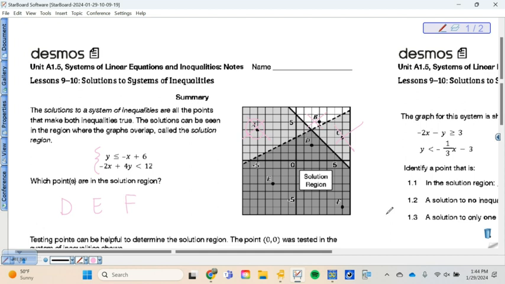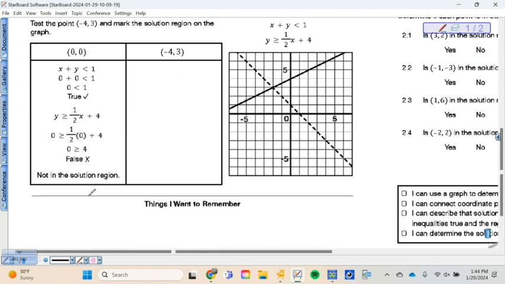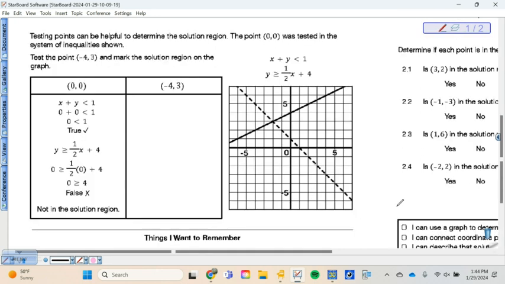But we can also, right down here, is this graph shaded? No, it's not. So what else I can do is I can test points in the inequalities, okay? And that's what they did here with 0, 0. They plugged in 0 for x and 0 for y. When I plug in 0 for x and 0 for y into this first inequality up here, I get 0 plus 0 is less than 1. So 0 is less than 1. That is true. So 0, 0 is a solution for this inequality.